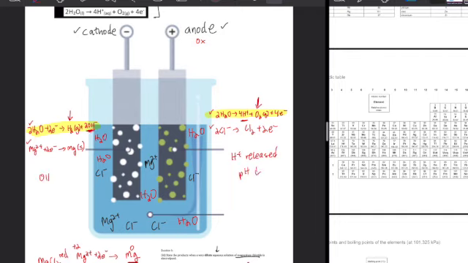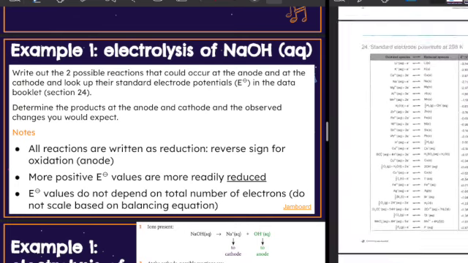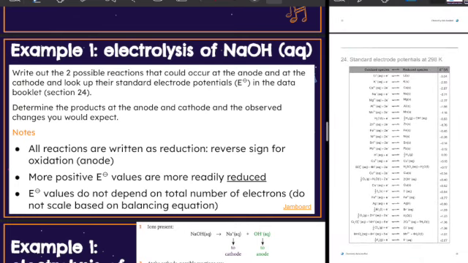All right, so the first thing, relative electrode potentials, and we get relative electrode potentials in the data booklet, and it is section 24. So I'm going to open up section 24, standard electrode potentials at 298K. That Plimsoll, of course, means standard.